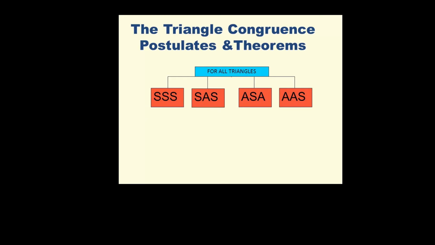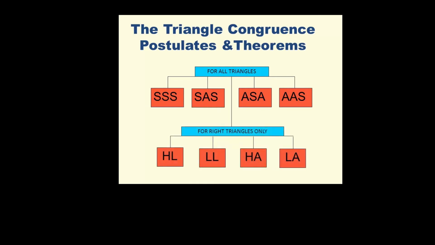In this section, your textbook introduces four additional ways that you can use to prove right triangles congruent, and they're labeled HL, LL, HA, and LA. What does that mean? Well, the H stands for the hypotenuse, and the L stands for one of the legs of the right triangle. The right triangle, of course, has two legs and one hypotenuse, the hypotenuse being the side of the right triangle that's opposite the right angle.